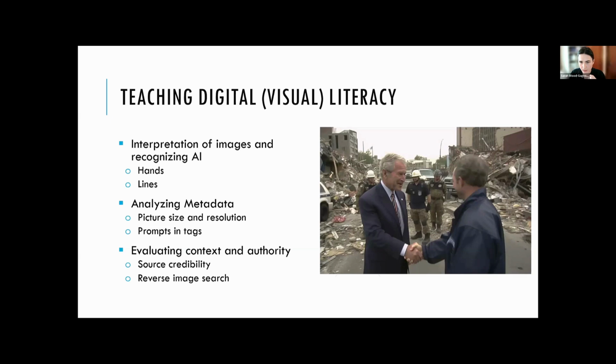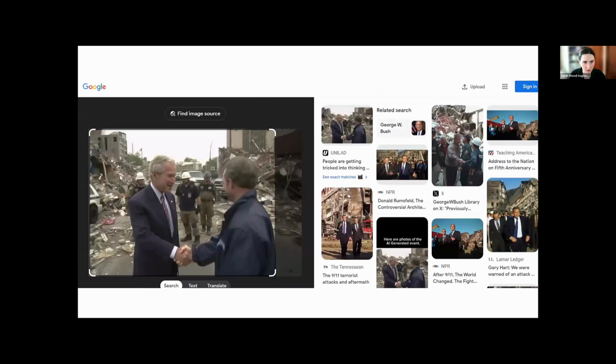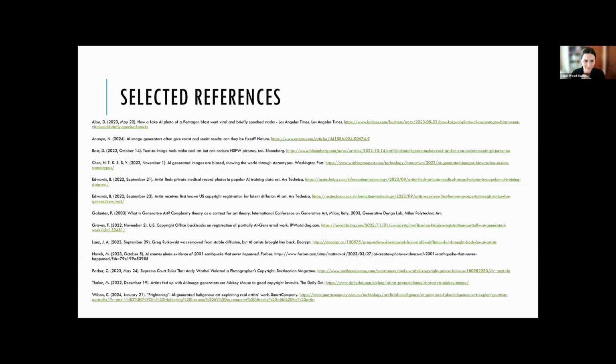If you do a reverse image search though, and in case anyone hasn't used it, it's that little button there, you press it and you upload your image, and usually you can find the exact source of the image. So you can see where it came from. Our final note to you is to urge you to play with these technologies yourself, because the more exposed you are, the easier it is to pick out AI generated content. And the more you follow these issues, the better you're going to be able to advise students. And here are our selected references.